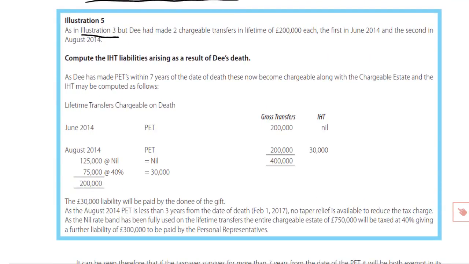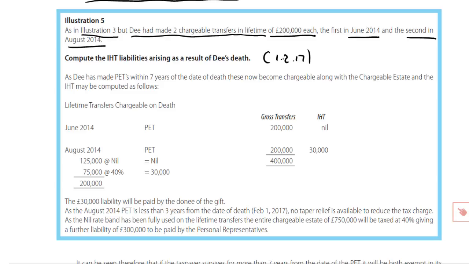As per illustration 3, where we had one lifetime transfer of £200,000, we're now told that D had made 2 chargeable transfers in her lifetime of £200,000 each. The first in June 14 and the second in August 14. Now we'll remember that, of course, we killed her off. The date of death was the 1st of February 2017.